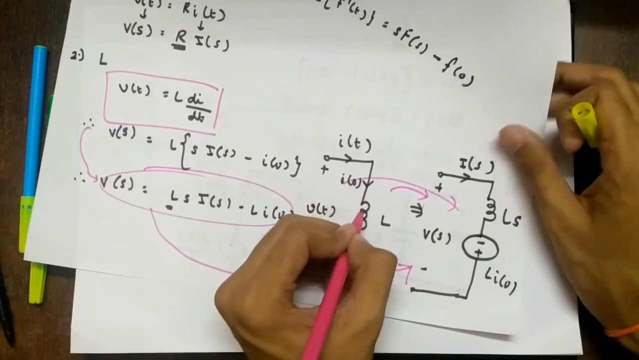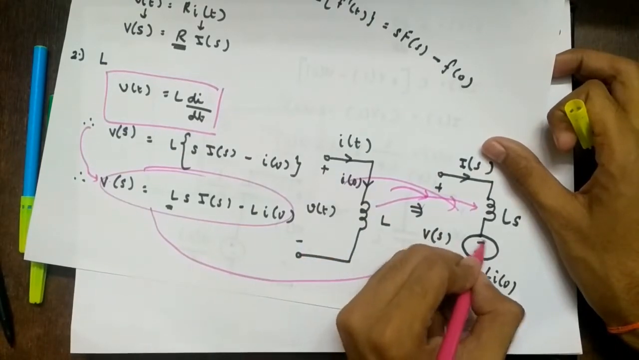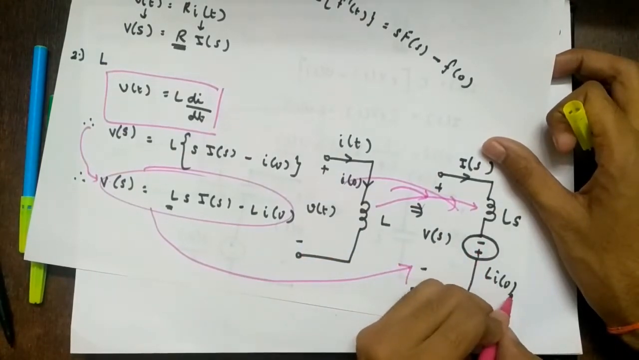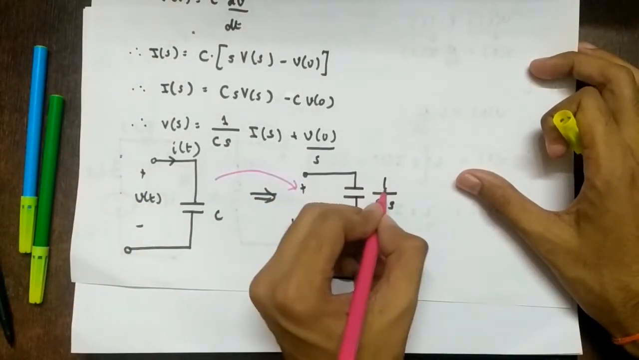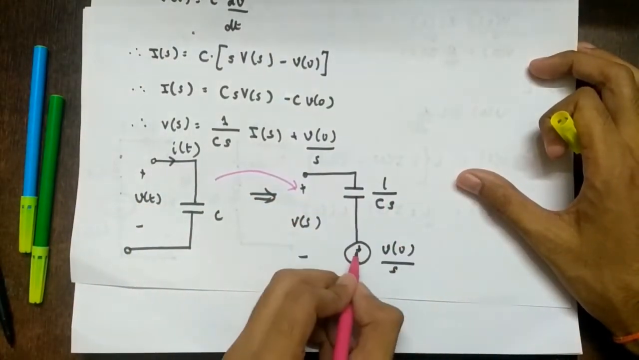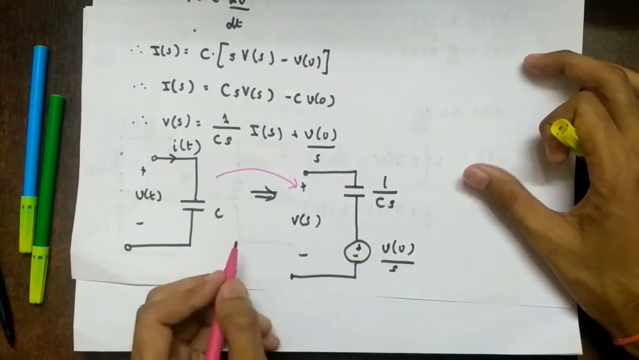So how is L transformed? L goes to Ls in frequency domain, and in series it has a voltage source of value Li of 0. Okay. What happens to a capacitor? Capacitor goes to a capacitor with a value of 1 by Cs, in series with a voltage source V of 0 by S. But the polarities for inductor and capacitor are opposite.